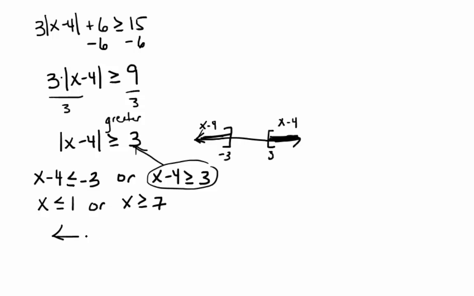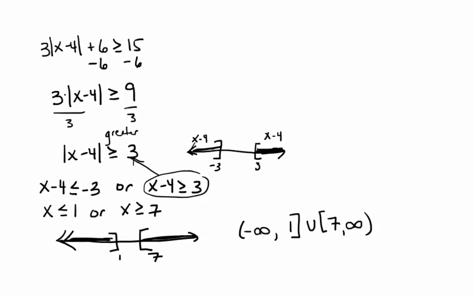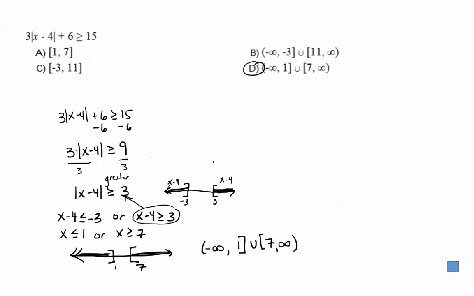Let's draw a picture of that. Less than or equal to 1, greater than or equal to 7. Okay, or means union. You're going to unite the 2 sets. They don't overlap at all. So the only way to write that solution in interval notation is negative infinity to positive 1, union, bracket 7 to infinity. So the answer would be D. Does everybody see where that answer came from?